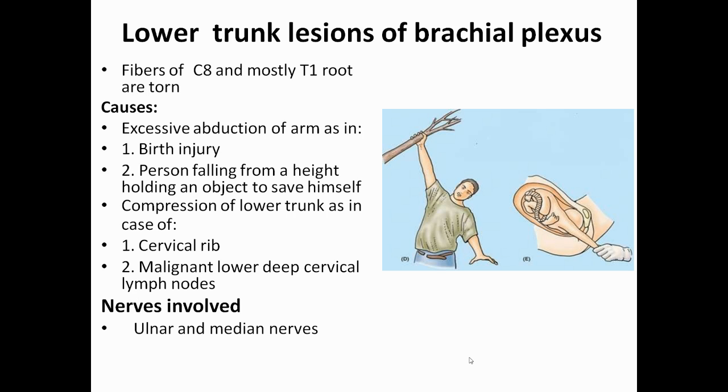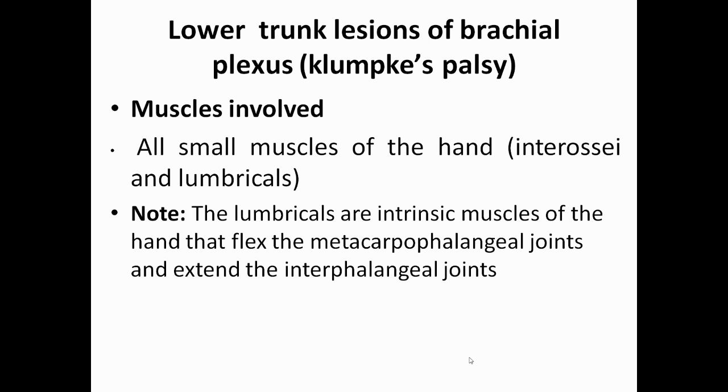Lower trunk lesions of the brachial plexus. The fibers of C8 and mostly the T1 root are torn, caused by excessive abduction of the arm, as happens in birth injury, or when a person falling from a height holds an object to save himself, and by compression of the lower trunk as in cervical rib and malignant lower deep cervical lymph nodes. The nerves involved are the ulnar and median nerves.